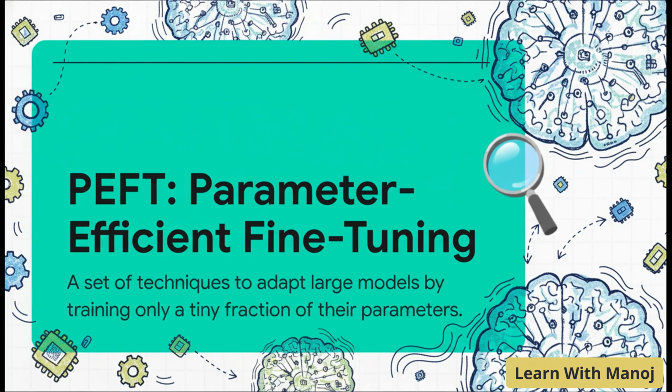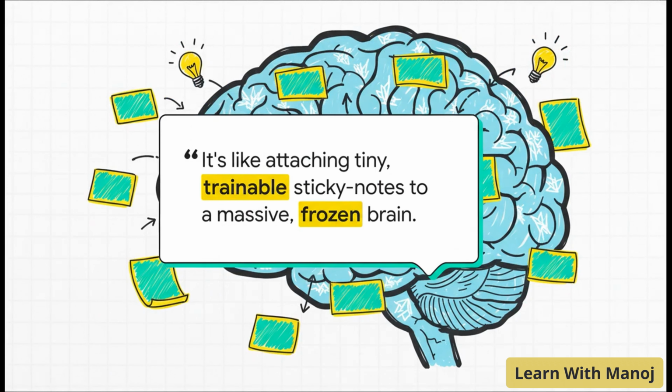Now, the official fancy name for this is PEFT, which stands for Parameter Efficient Fine-Tuning. And honestly, the name kind of says it all. It's about being efficient. Instead of changing the entire model, you only update a teeny tiny little piece of it. Here is the absolute best way to picture this. Imagine that giant AI model is a massive, expert brain that knows everything. But it's completely frozen in ice. You can't change it at all. But what you can do is attach little, trainable, sticky notes of new knowledge to the outside. See? You only have to train the sticky notes, not the whole brain.